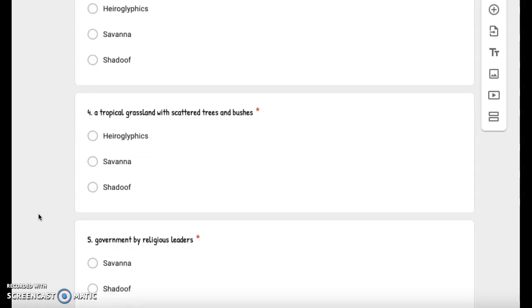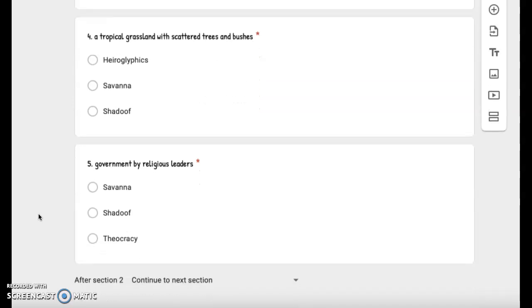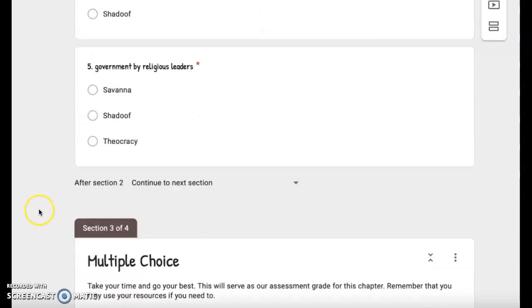Number 4. A tropical grassland with scattered trees and bushes. Hieroglyphics, savannah, or shadoof. Number 5. Government by religious leaders. Savannah, shadoof, or theocracy.